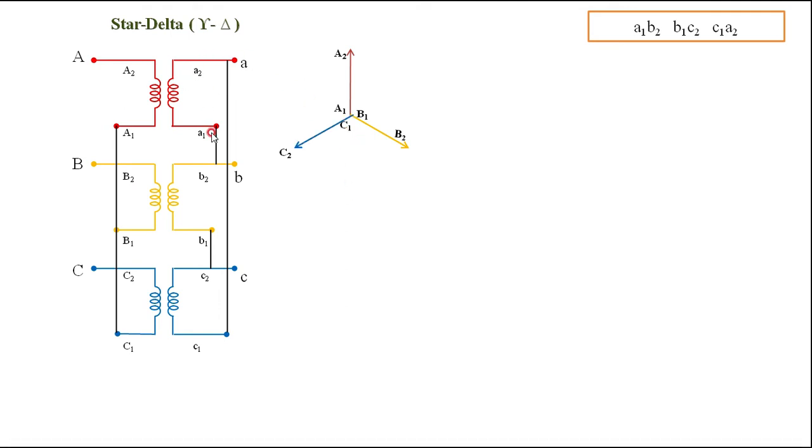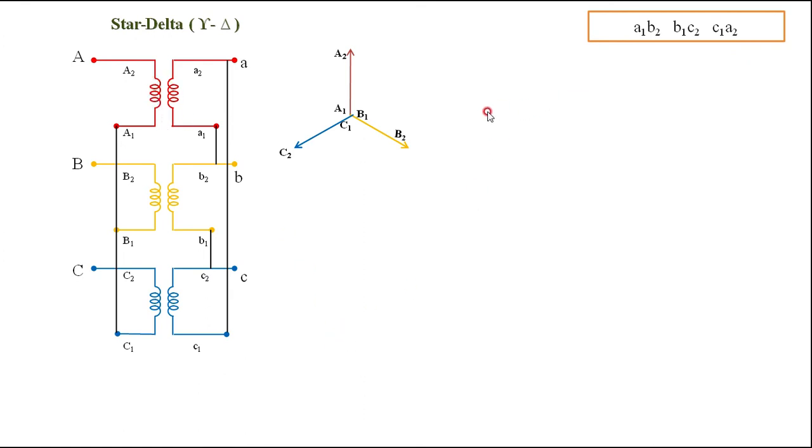Then, across A1 and A2 of the secondary, depending upon the transformation ratio, you are getting the voltage across A1 A2, B1 B2, C1 C2. In this case, the phase voltage is across A1 A2, B1 B2, C1 C2, whereas your line voltage is between A to B, B to C, C to A, which is root 3 times this phase voltage.